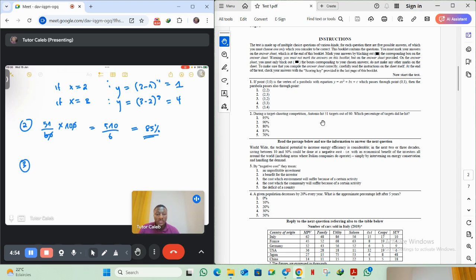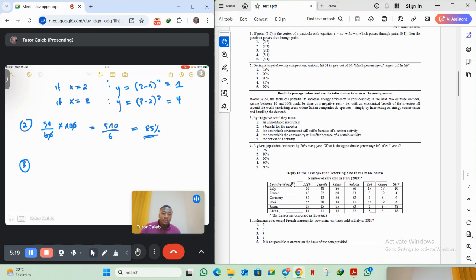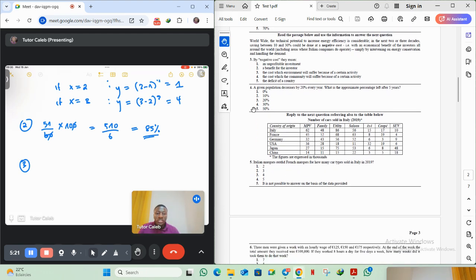The question 3 says, by a negative cost, they mean, when we're talking about negative cost, that means that the expenditure that you have will be reduced. If your expenditure in any venture is reduced, that means you're making a profit, you're making a gain. Therefore, our correct answer here will be answer 2, which says a benefit for the investor. That is correct. Now, question 4.